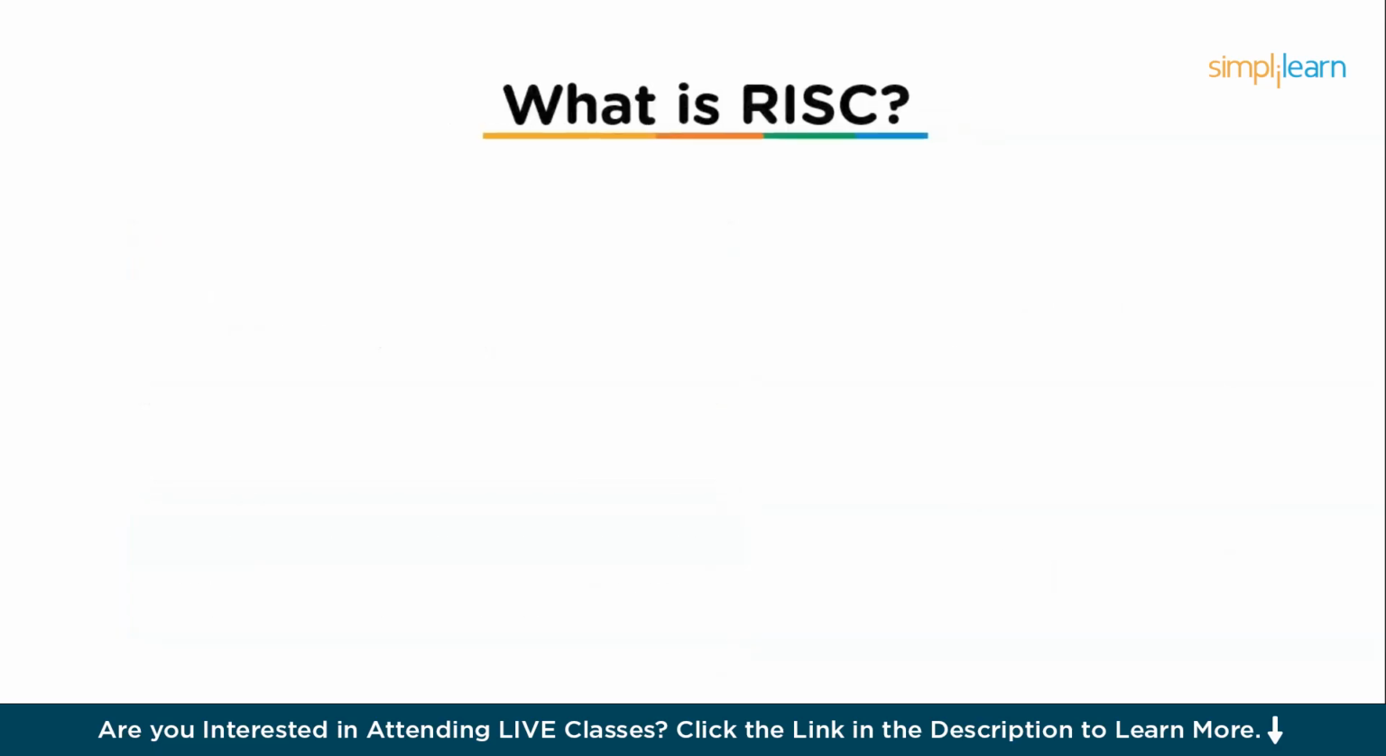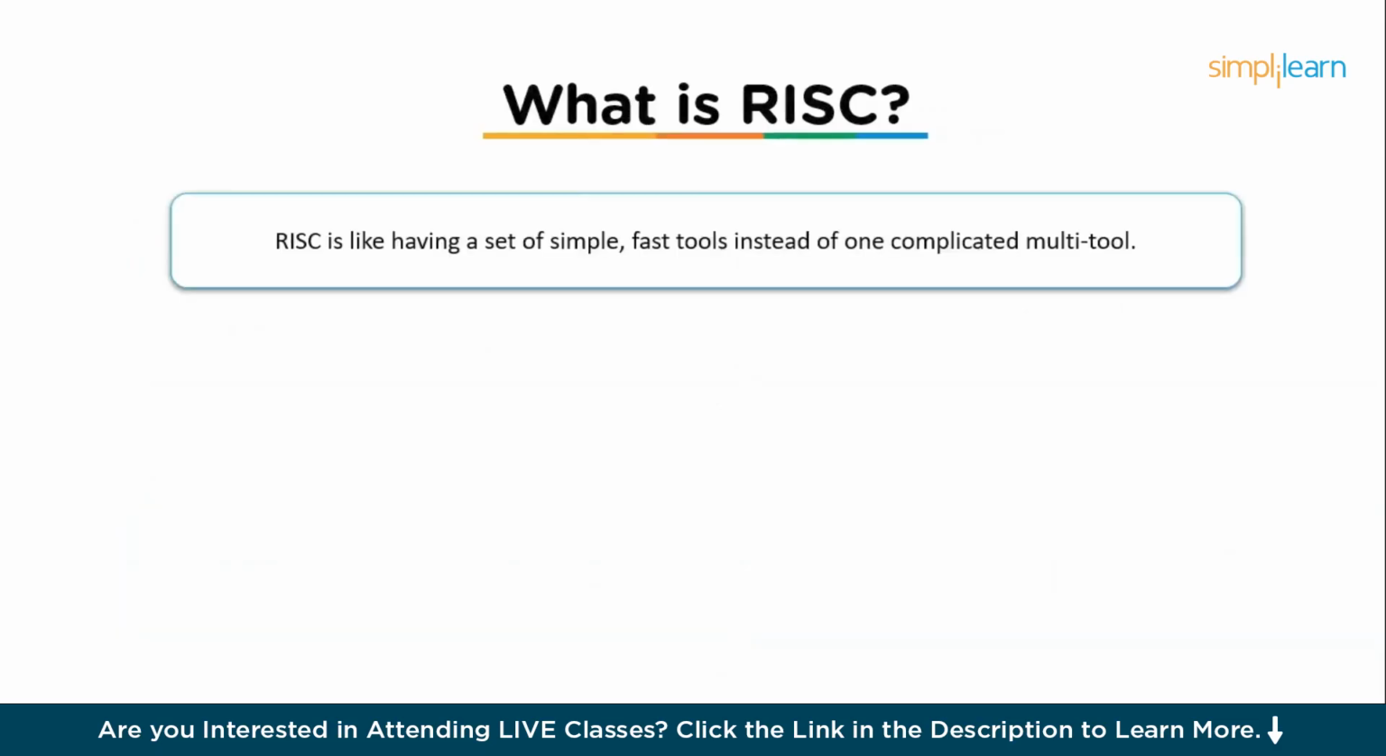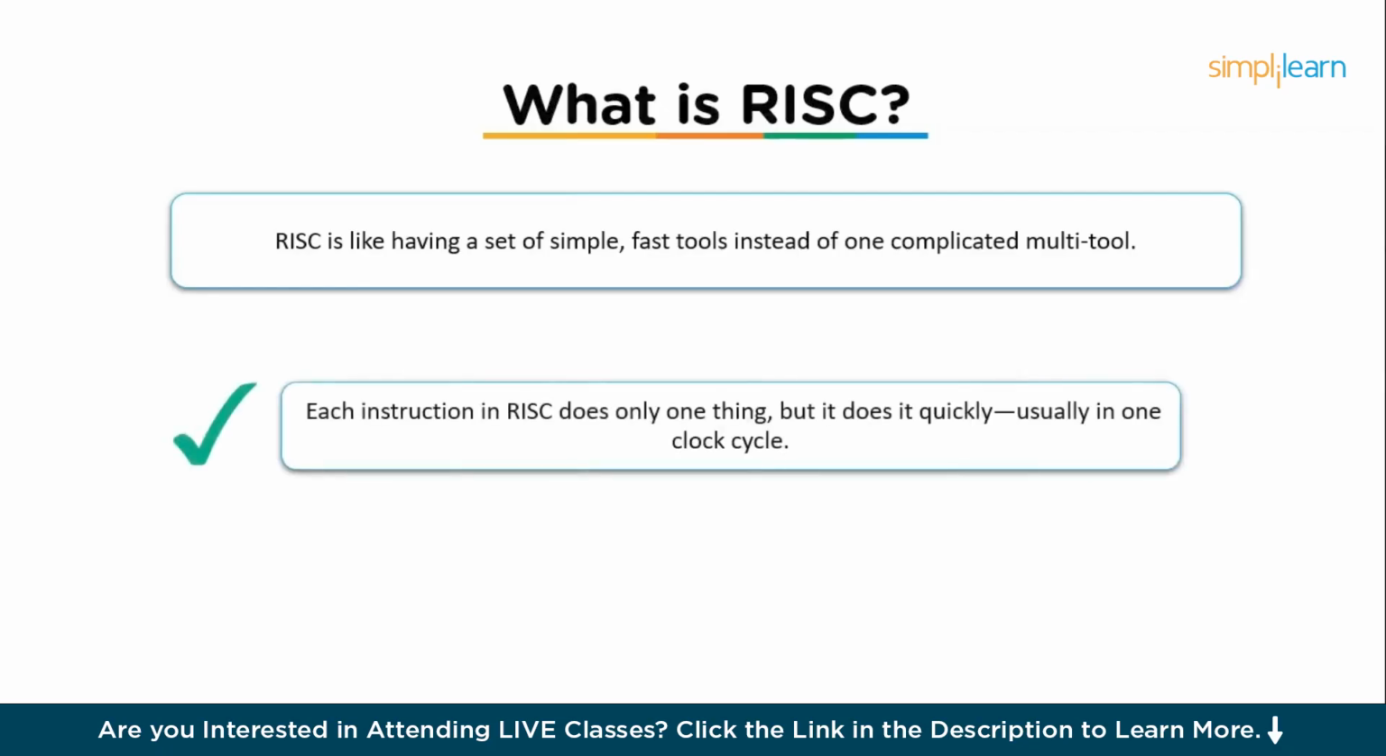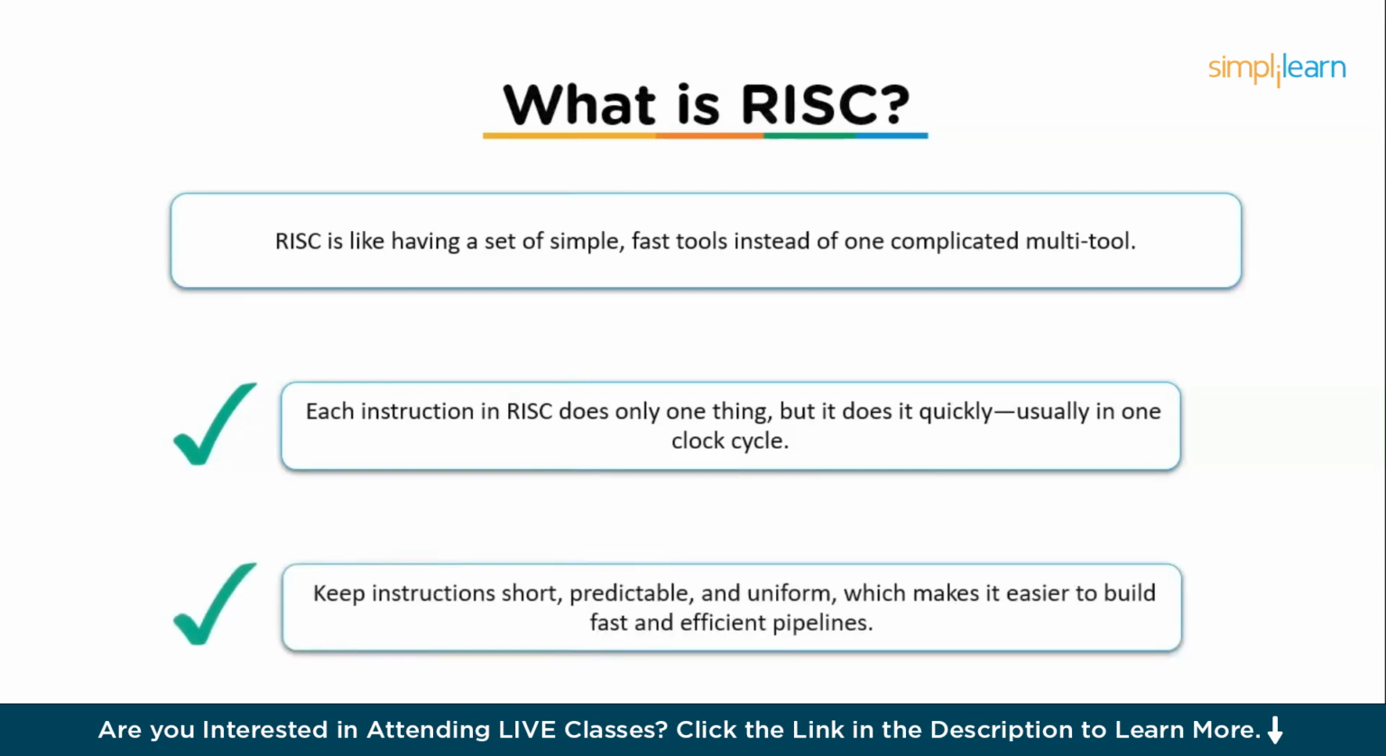Then let us see what RISC is like: having a set of simple, fast tools instead of one complicated multi-tool. Each instruction does only one thing, but it does it quickly, usually in one clock cycle. The idea is to keep instructions short, predictable, and uniform, which makes it easier to build fast and efficient pipelines. You might need more instructions to get a job done, but each one is lightning fast.